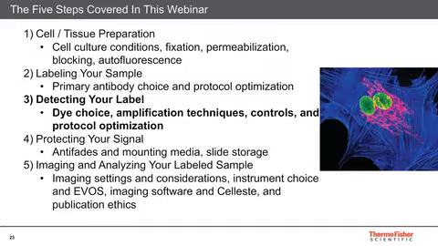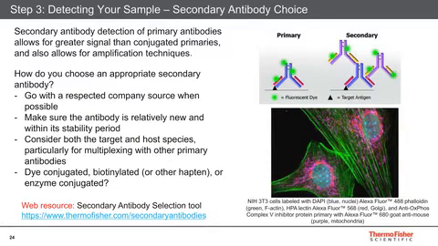Step 3 in our 5 steps is to detect your label. This is to detect with a secondary, for instance, or an amplification technique, and what controls to use. Secondary antibody usage is a very common technique. There's lots of review papers, again, out there. But how do you optimize it? This is where your unconjugated primary has been detected now with a secondary antibody that has dyes on it.